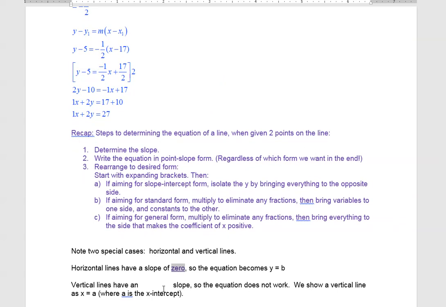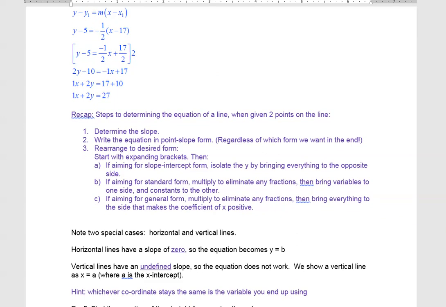Vertical lines, a little trickier in terms of thinking about that conceptually, because they have that undefined slope. So we really can't use the point slope form at all. But we can show a vertical line as x equals a being the x-intercept. Now a little hint here is whichever coordinate stays the same in your 2 points, that's the variable that ends up being in your equation.